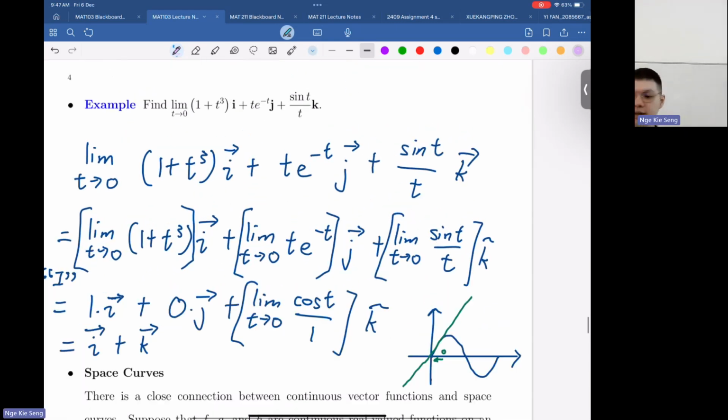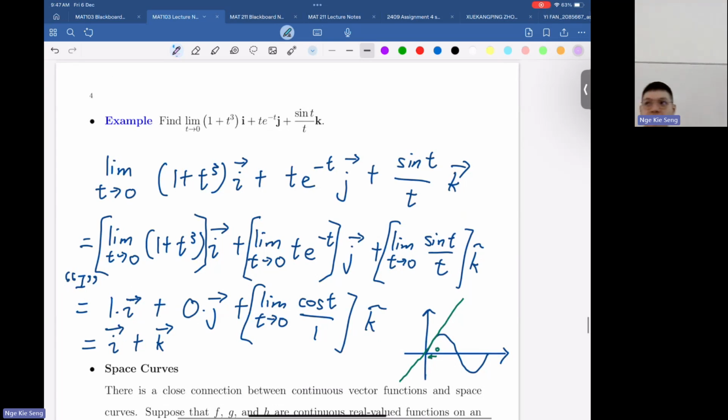So for example, this case here, let's quickly go through one example. If we want to compute the limit of this vector function where t goes to 0, how do you compute it? You just compute it 3 times, at every coordinate here. If you compute it in every coordinate, this is just something in calculus 1.